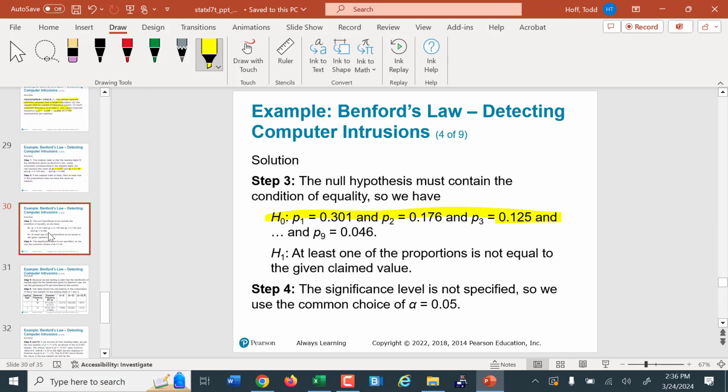So this is the actual hypotheses written out. The null hypothesis is that those are what the proportions are going to be. The alternative is that at least one of them is not equal to what is given there. Again, there's no level of significance specified, so we're going to use alpha of 0.05.